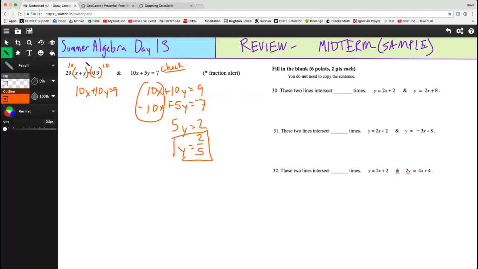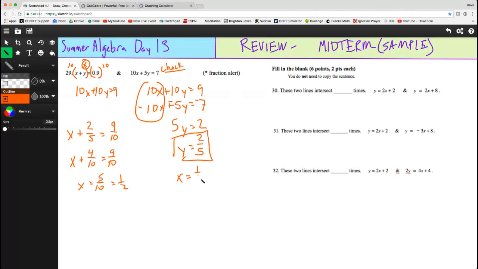So x plus 2/5 equals 0.9. And I'm going to rewrite that as 9/10, because 0.9 is equal to 9/10. So now I say x plus 4/10 equals 9/10. And so x equals 5/10 or 1/2. So x equals 1/2.